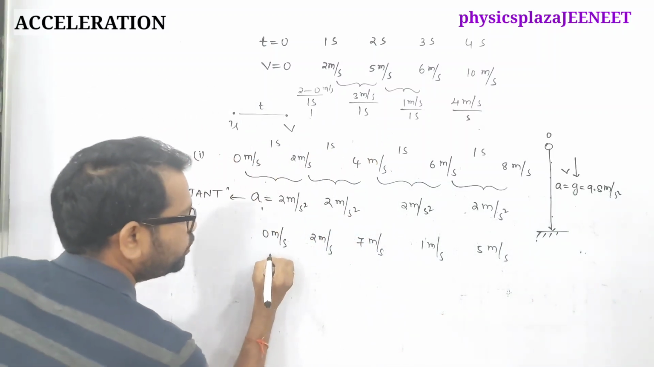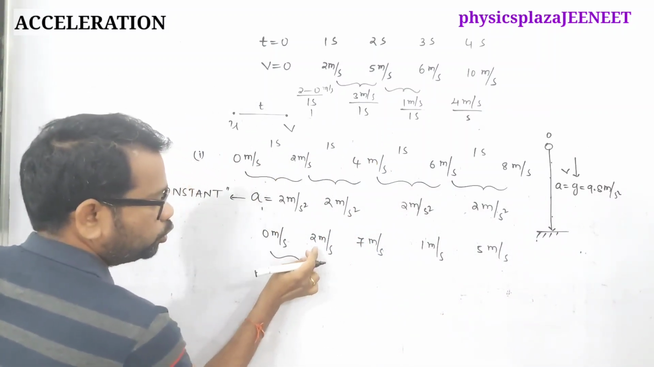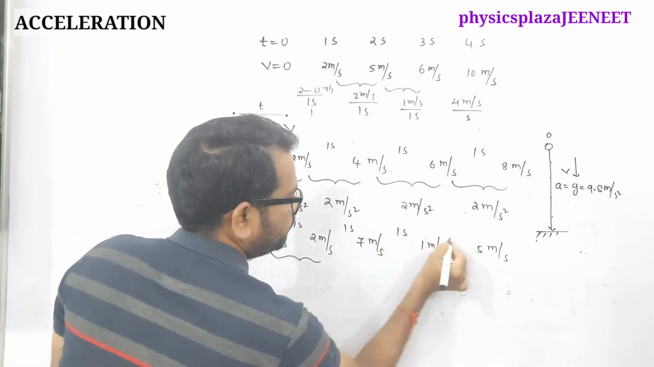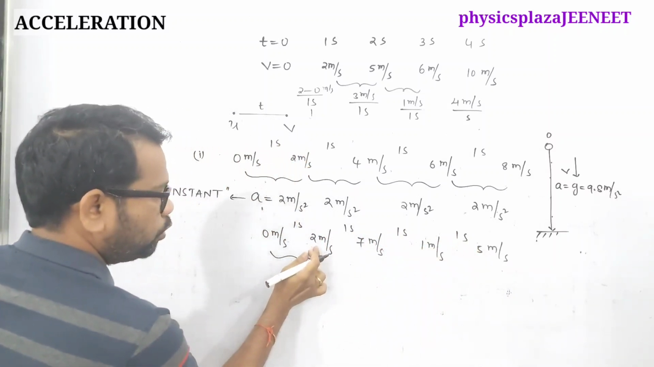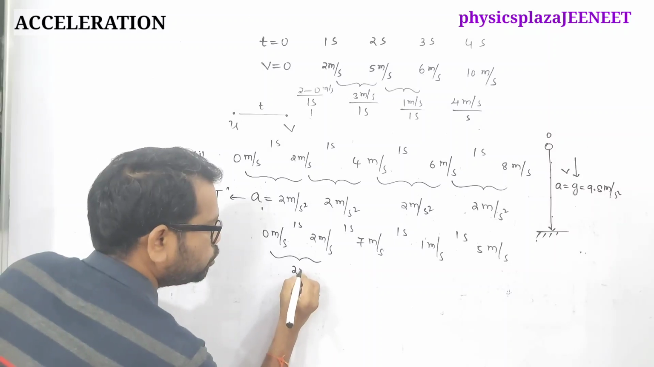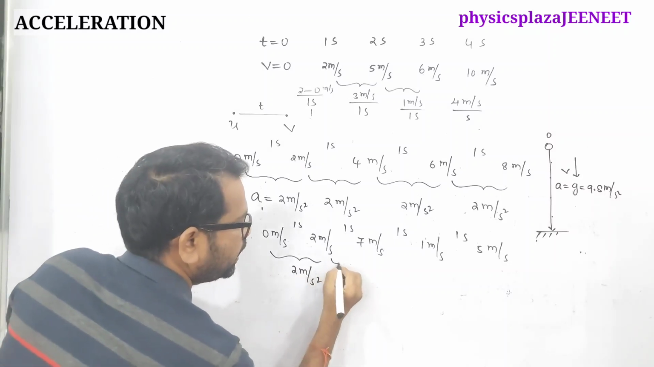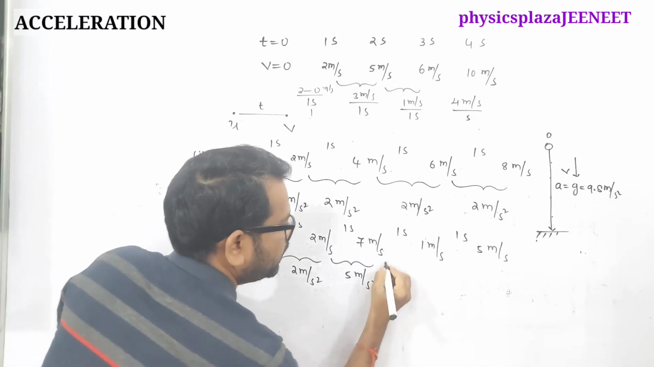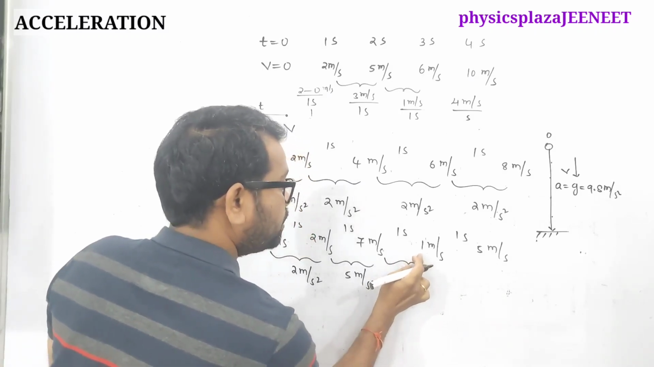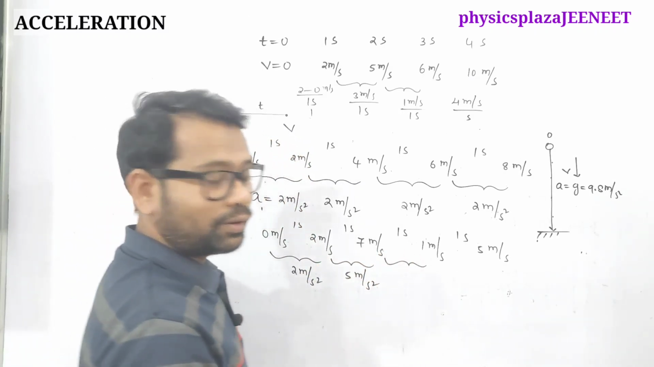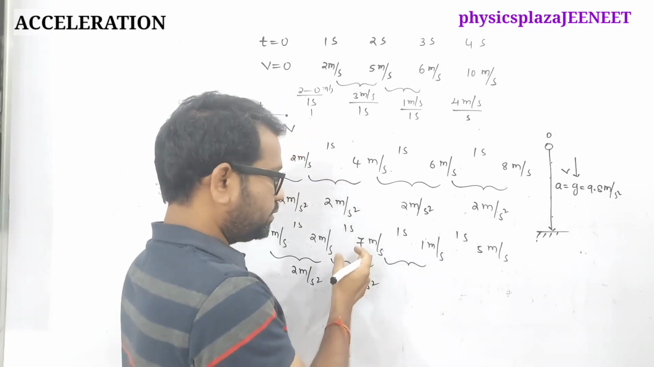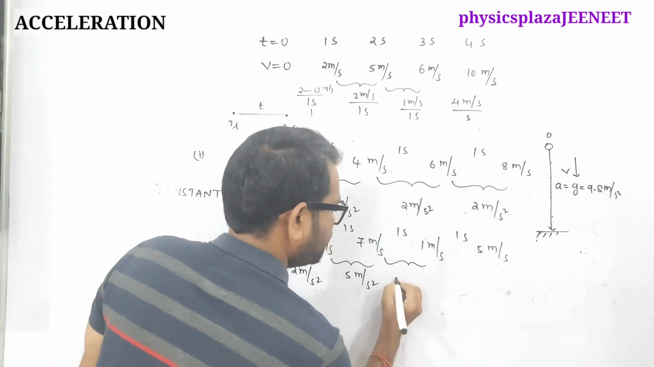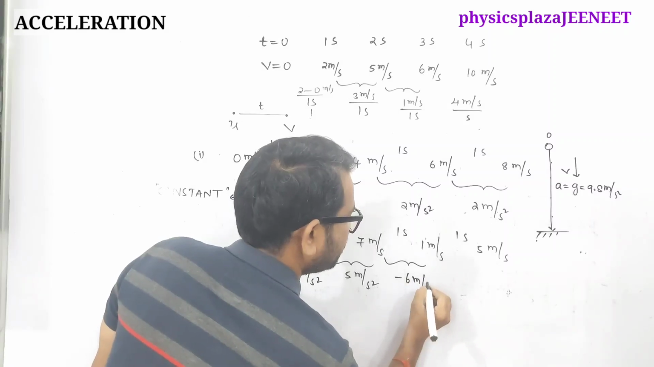So, children, here if you see the acceleration: 2 minus 0, for every 1 second. So, 2 minus 0 by 1, it is 2 meter per second square. And here it is 7 minus 2, 5 meter per second square. And here it is 1 minus 7, children. Oh my God, what is this? 7 meter per second. So, retardation, more brakes were applied, I think. So, it is minus 6 meter per second square.